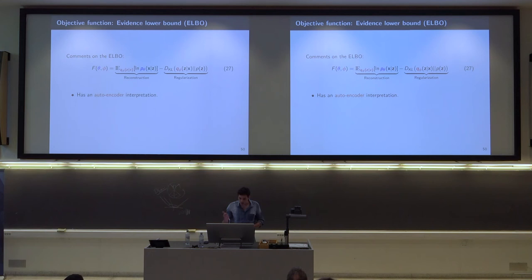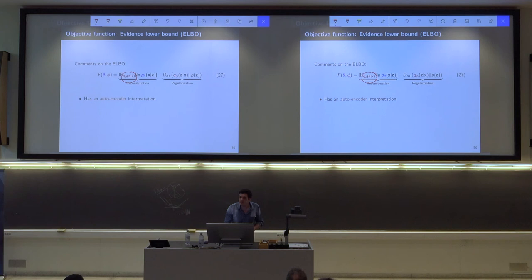So why? You can see this here as encoding. You take X, you get a density over Z, and you sample it. So you encode X into Z. And then you take Z and you try to predict X. So you try to reconstruct. Encode, reconstruct, that's what the autoencoder does.